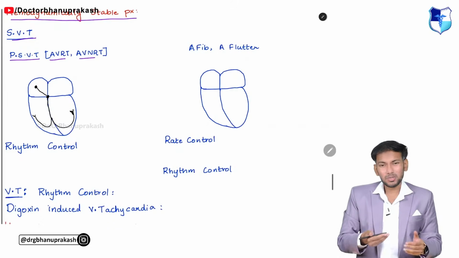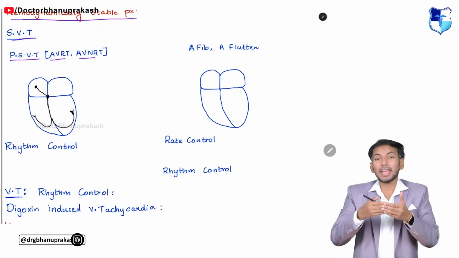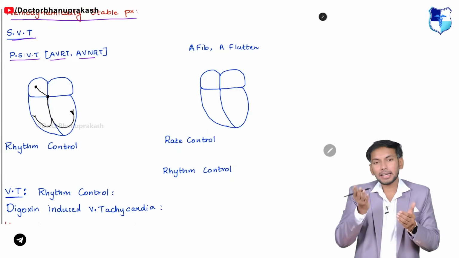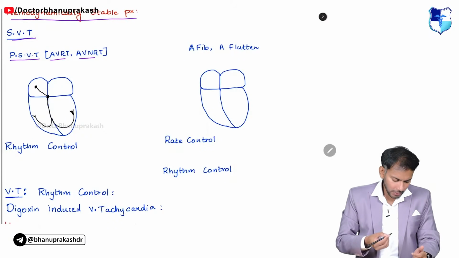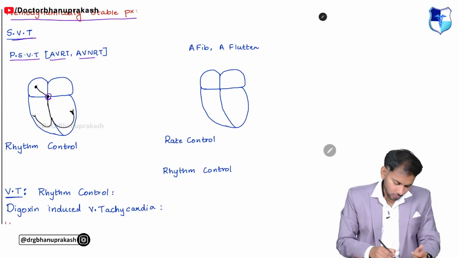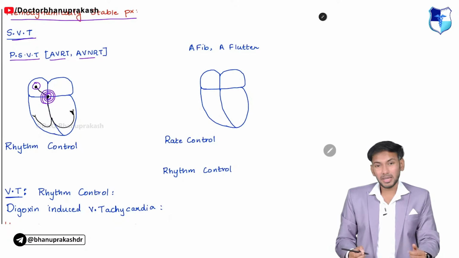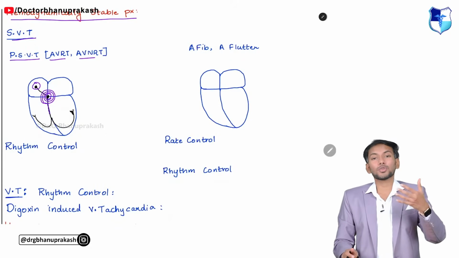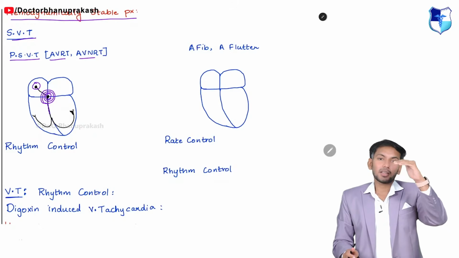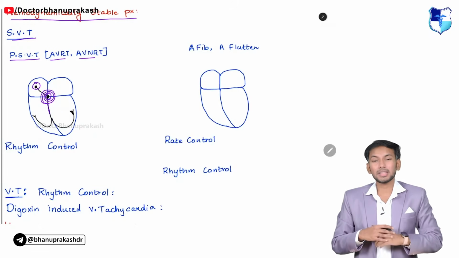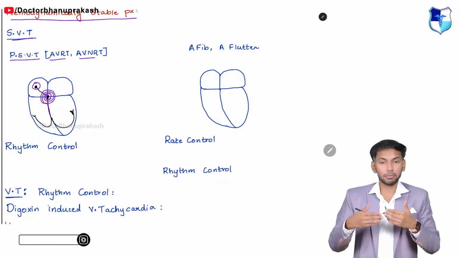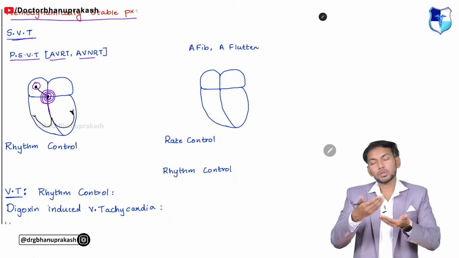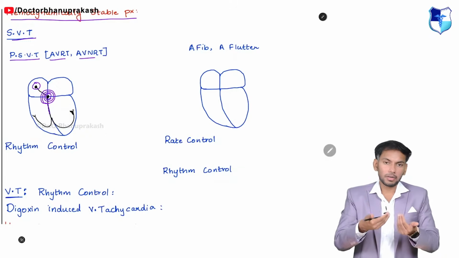Now how does PSVT happen? It is because of AV node re-entrant tachycardia. So in layman's terms, this is the AV node, this is the SA node. In the AV node, the impulses keep on rotating. If it keeps on rotating, the impulse goes again and again, and this causes an increased heart rate. That is what is known as arrhythmia, and since it originates above the ventricles, this is what is known as paroxysmal supraventricular tachycardia.